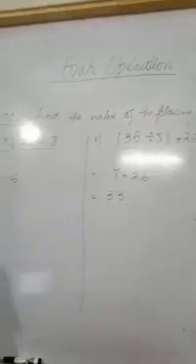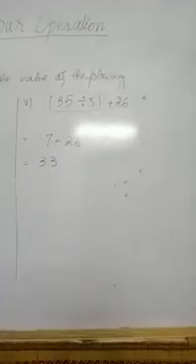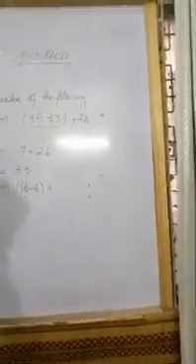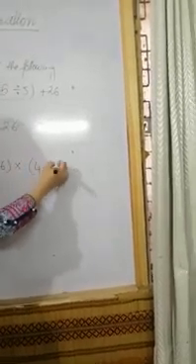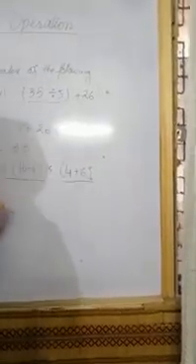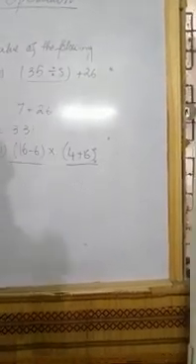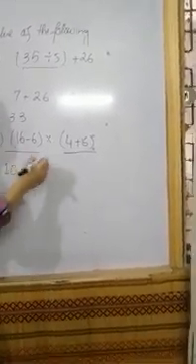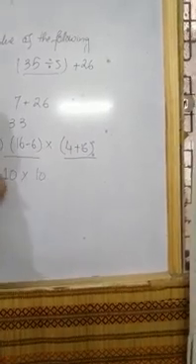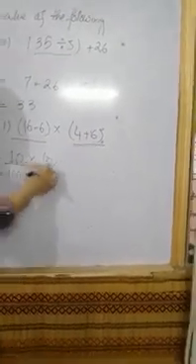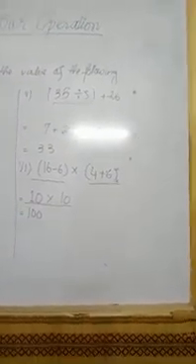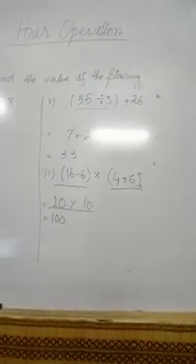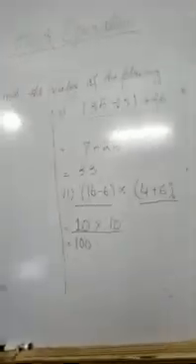The last part of this question is 16 minus 6 multiplied by 4 plus 6. Again the two brackets are there, so we solve the brackets first. 16 minus 6 is equal to 10, times 4 plus 6 is also 10, and 10 times 10 is 100. So in all these questions, we see that we have to apply the BODMAS rule or the DMAS rule according to the statement of the question.